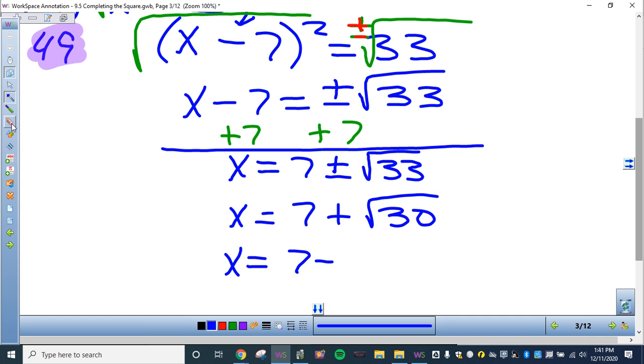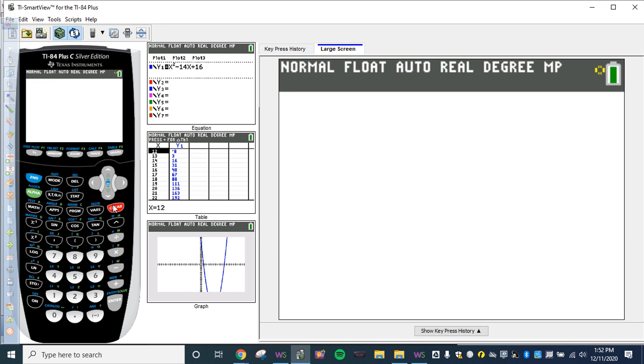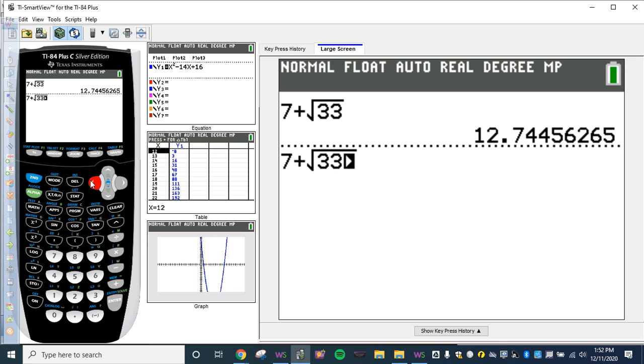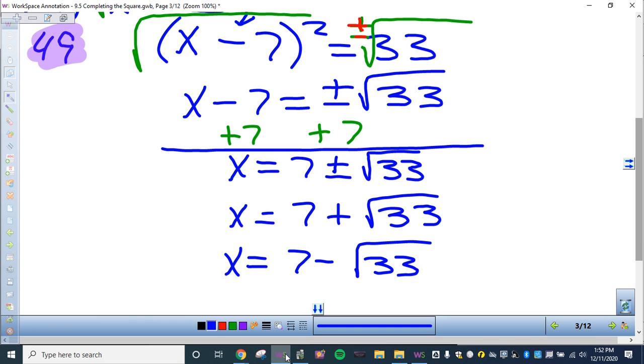Oops. I need to put a 3 here. Okay, so 7 plus the square root of 33 and 7 minus the square root of 33. We're just going to do on here. So the handy part about the graphing calculator is I can just hit second enter, and then I don't have to type all this stuff back in, and just switch my plus to a minus. So we get 12.7 and 1.3 as our decimal equivalents.